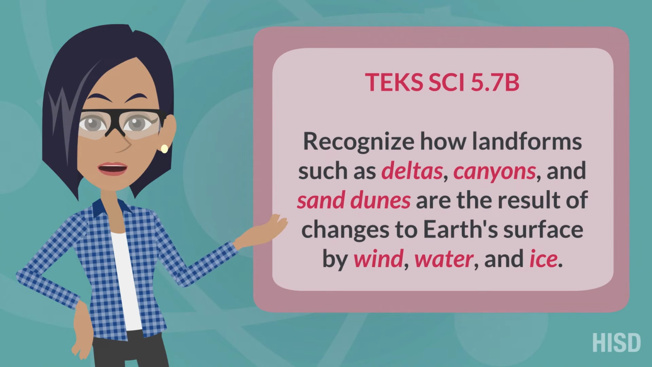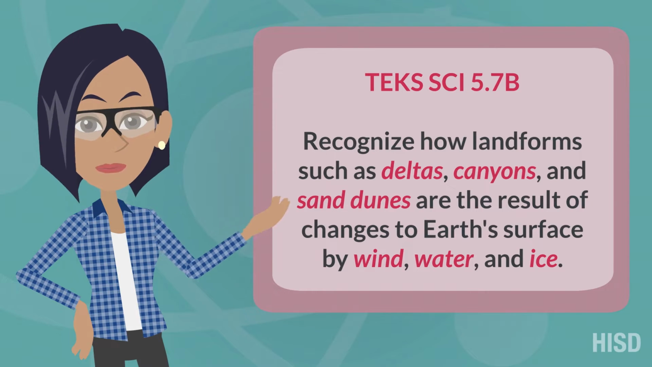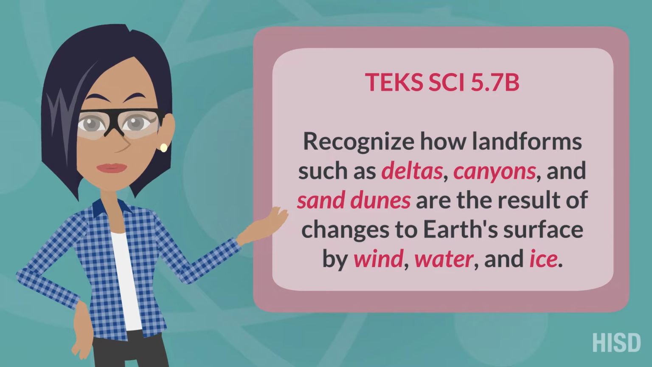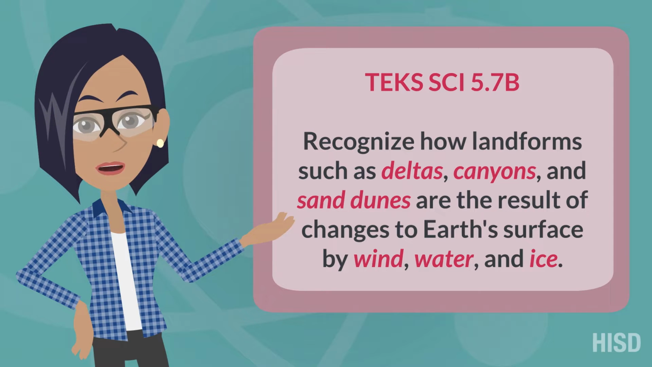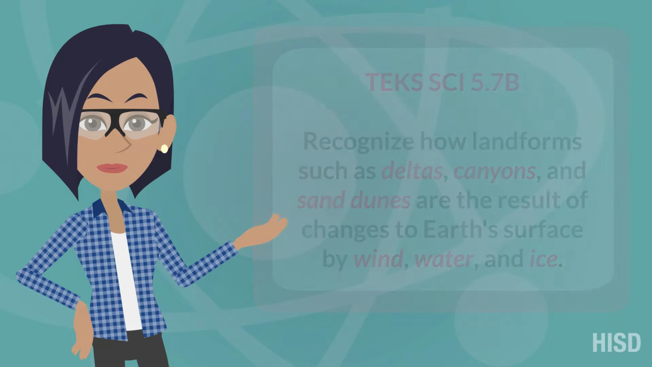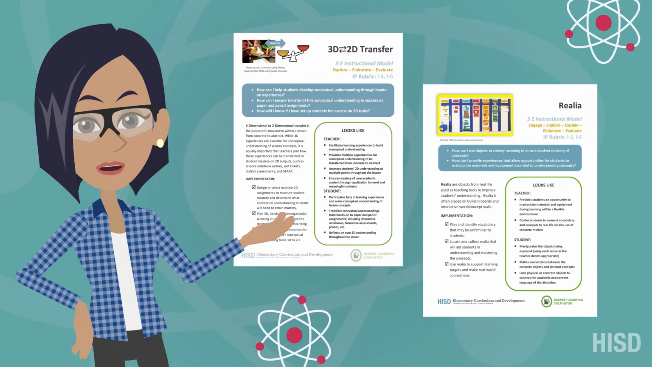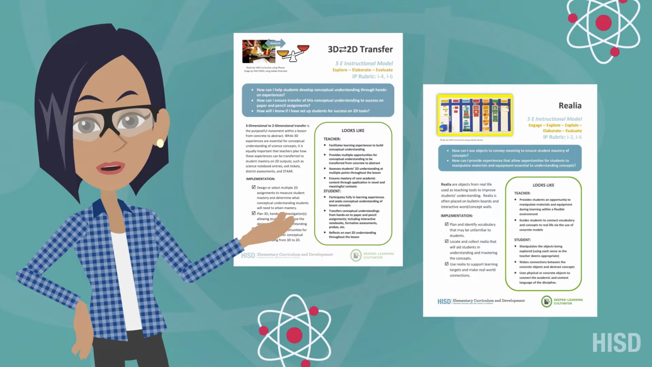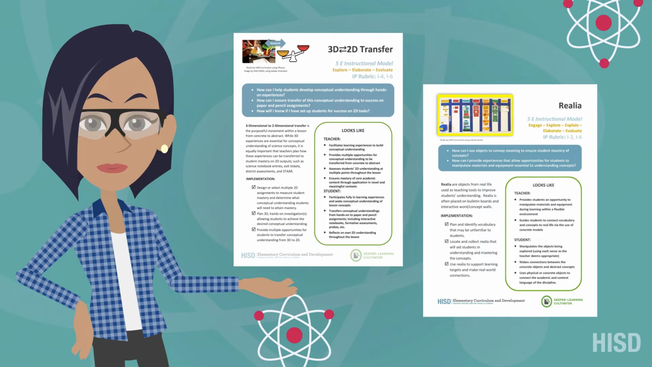Our lesson is connected to TEKS SCI 5.7b, where students recognize how landforms, such as deltas, canyons, and sand dunes, are the result of changes to Earth's surface by wind, water, and ice. To support student learning, we'll implement HISD's elementary science best practices, 3D to 2D transfer, and Realia.